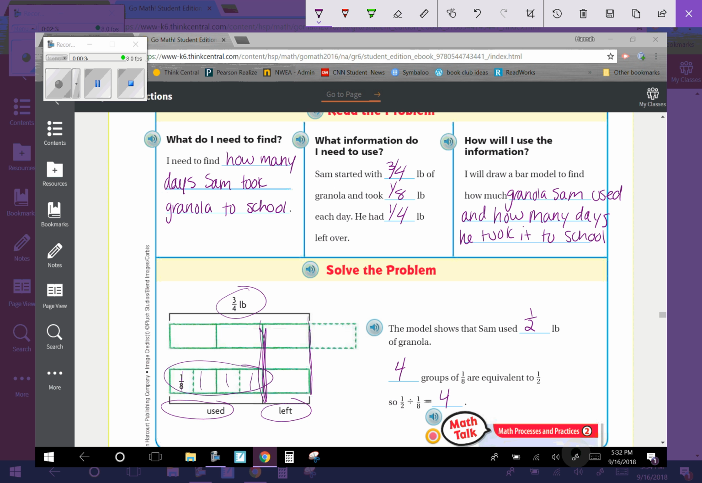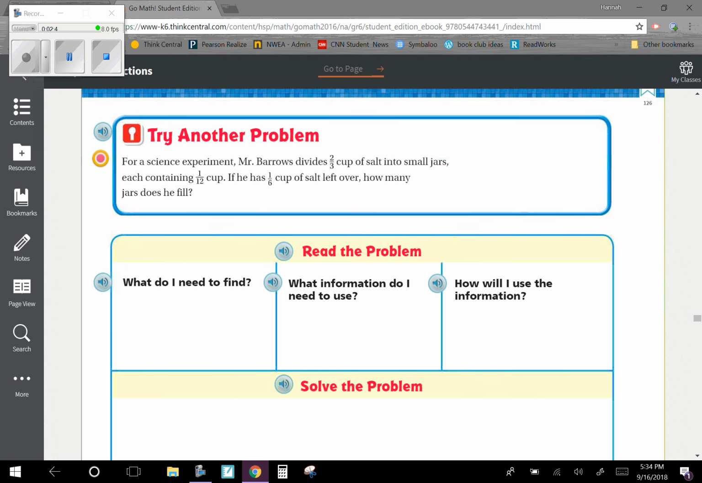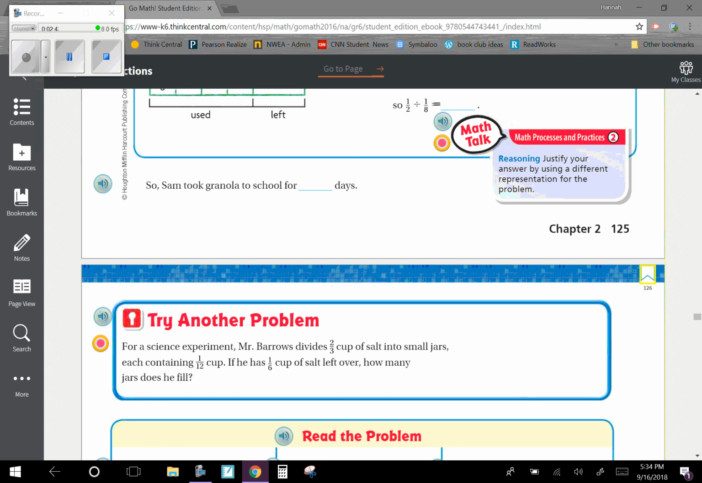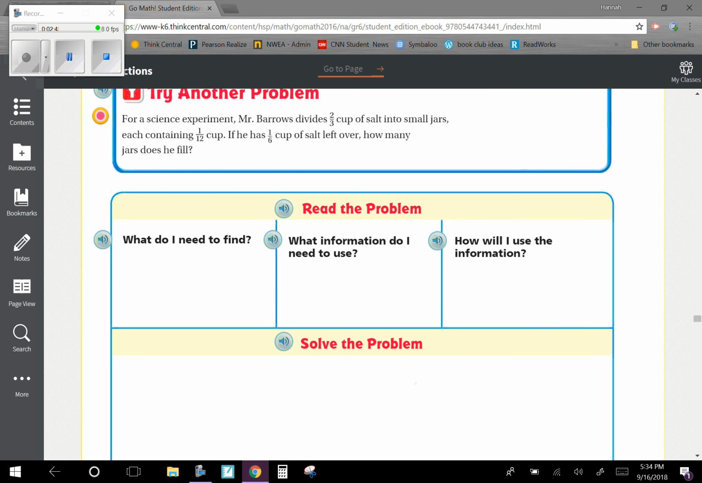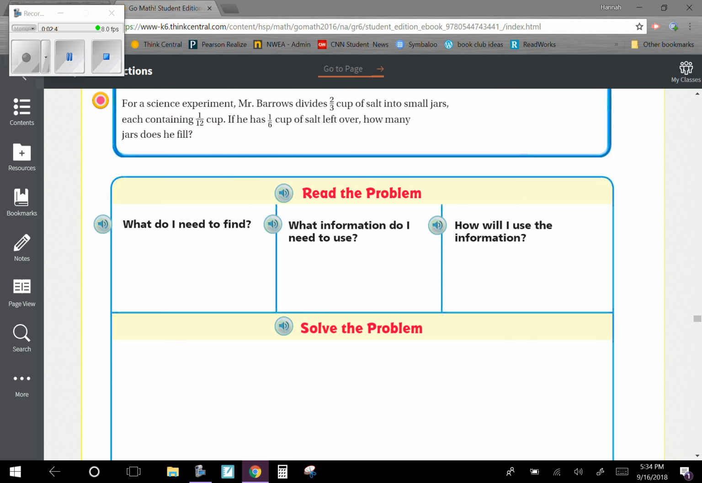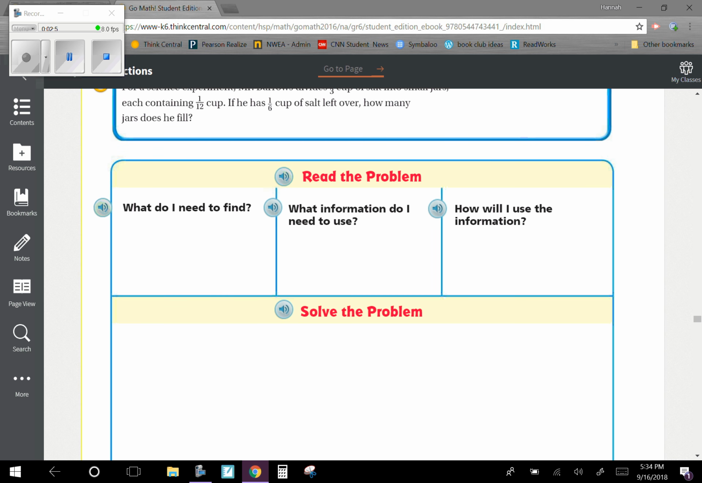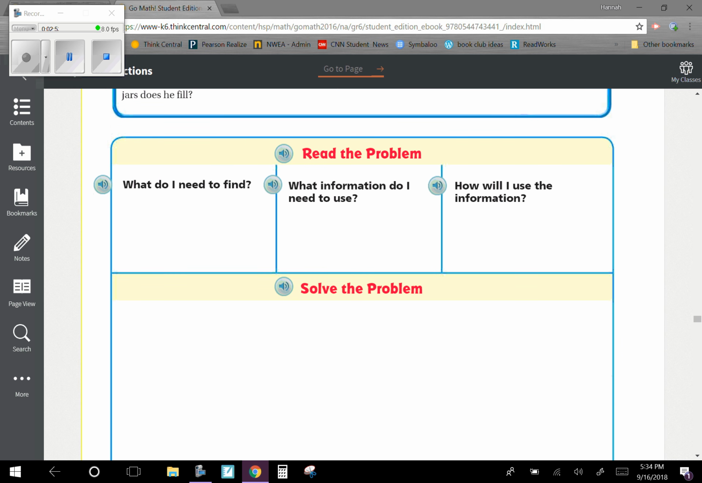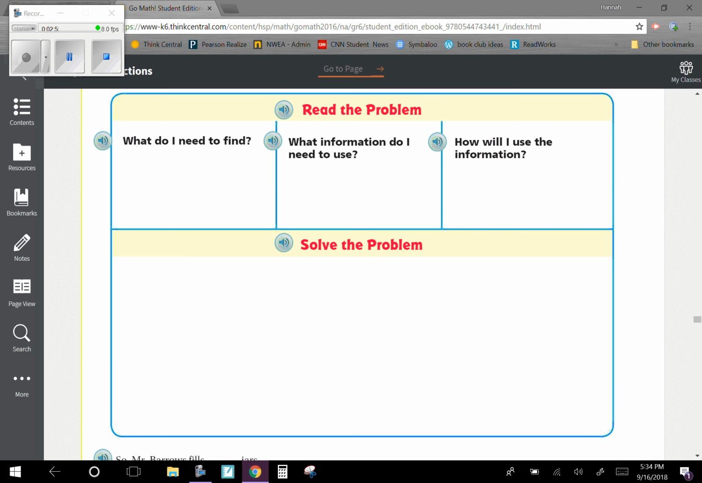Now let's try another problem. For a science experiment, Mr. Burrows divides 2/3 cup of salt into small jars, each containing 1/12 cup. If he has 1/6 cup of salt left over, how many jars did he fill? So working through this problem, what do I need to find?